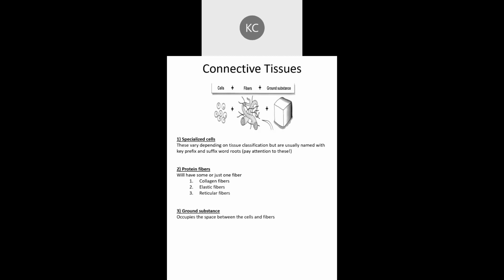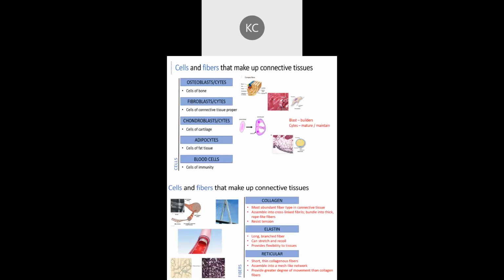The cells will have a very distinct function depending on what type of connective tissue we're looking at. We'll look at bone cells, cartilage cells, blood cells. We'll have different protein fibers that help bind and provide some strength to our connective tissue. And the ground substance is what the cells and fibers are suspended in, the space between these cells and fibers. If we look here, we can see some of the different types of cells and some of the different types of protein fibers.